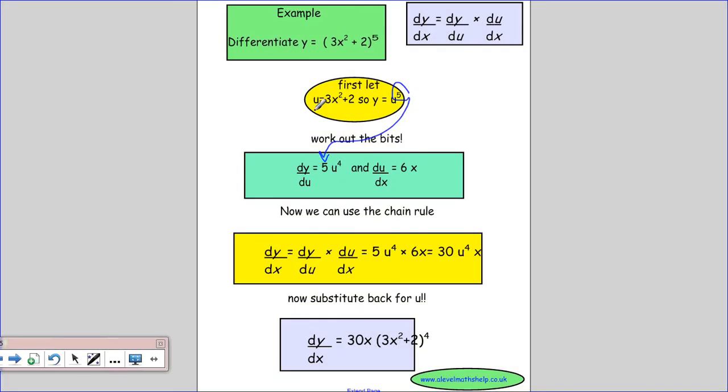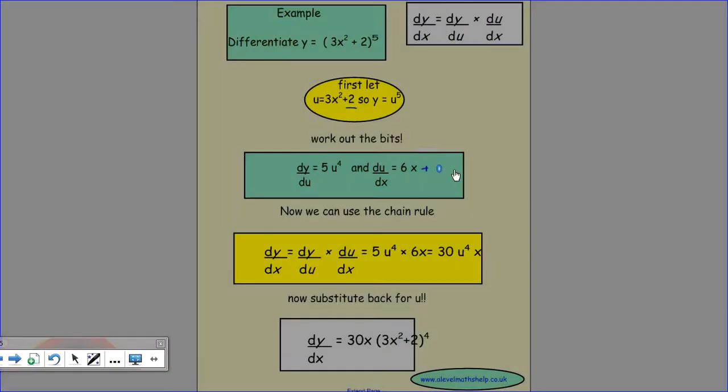And then the du by dx is this bit, so we multiply by the power: 2 times 3 will give me my 6. And then we take 1 from the power, 2 take away 1 will give me 1. So there's a little x there, x to the power of 1, but we don't put the 1 in. And then we have a constant, so I could write plus 0, but we don't do that, but just so you can see where that's gone.